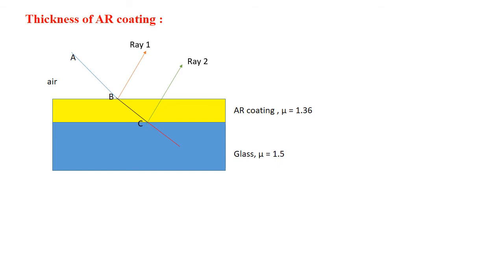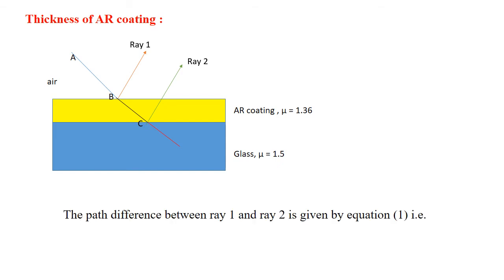Now since the coating thickness is uniform, to write down the condition for the path difference between ray 1 and ray 2, we will use the equation which is given by equation number 1 in the previous slide, which we use for the uniform thickness thin film, that is 2 mu t cos r. r is the angle of refraction.